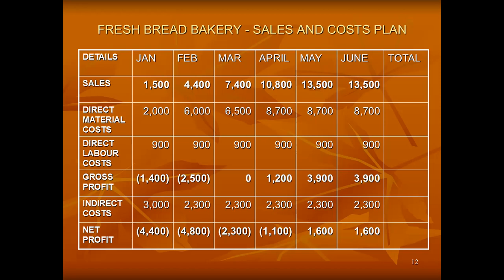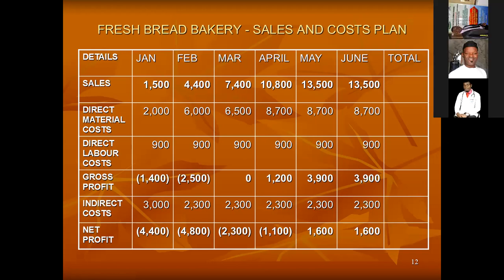Now, if you look at the indirect cost, he still has indirect costs, because of course you cannot do without having indirect costs, dear friends. And his indirect cost is still 2,300. So he is now having 2,300 as a loss, still a loss, as against 4,800 of the previous month.